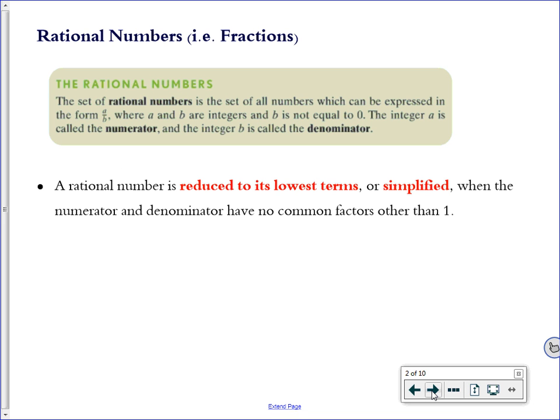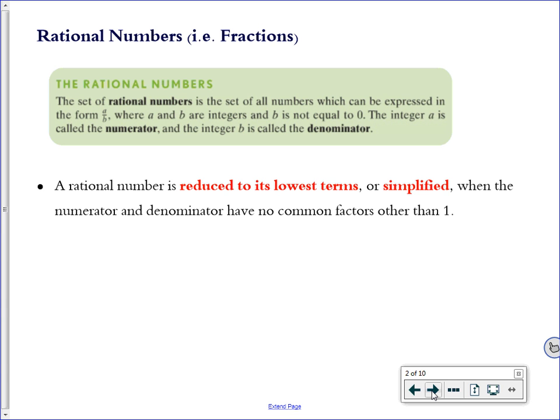These are the set of all numbers that can be expressed as a fraction, like a over b, where a and b are integers, and the denominator can't be 0. So the numerator is what we call the top, the denominator is what we call the bottom of the fraction, and the bottom of the fraction can't be 0.